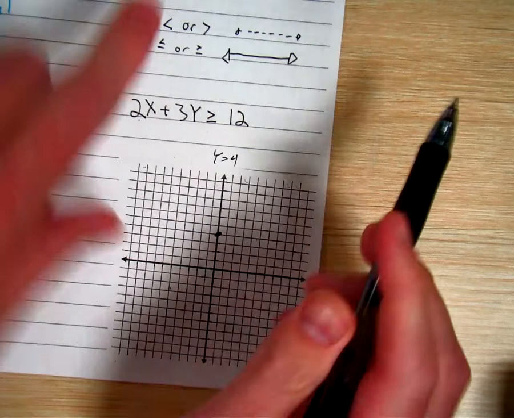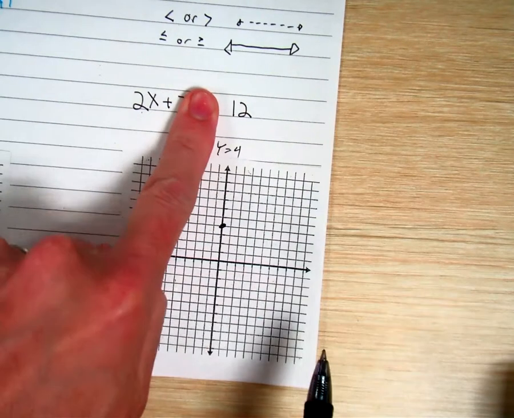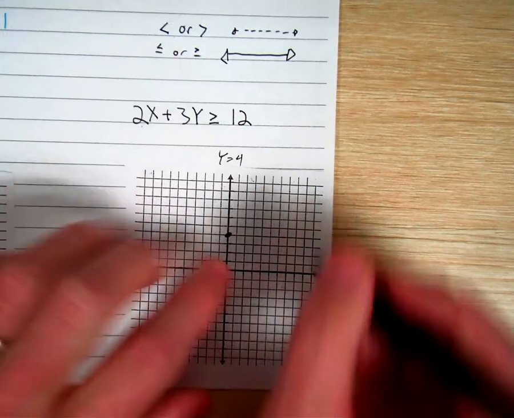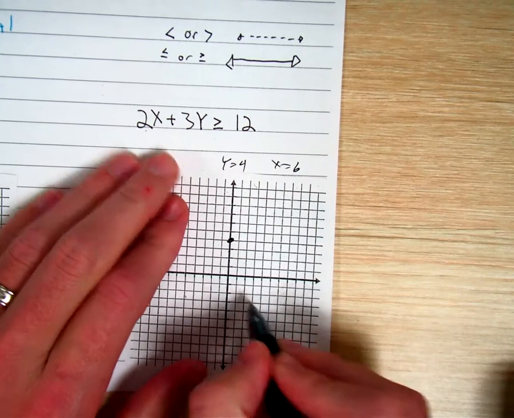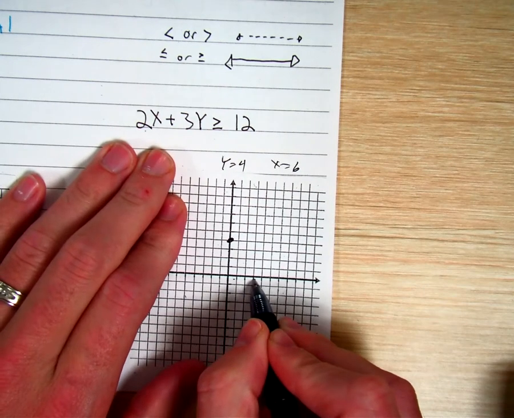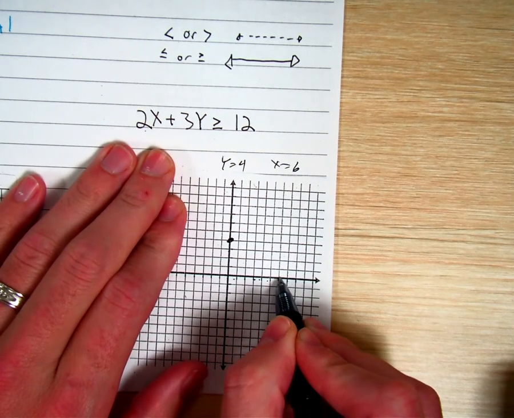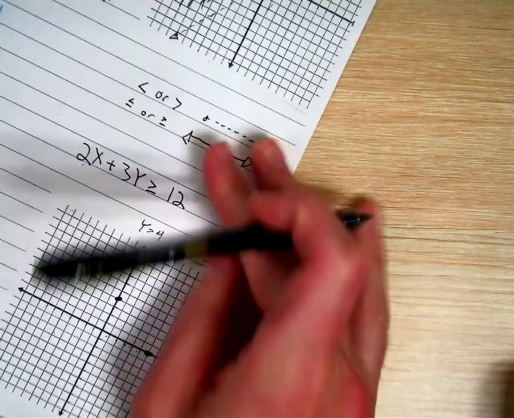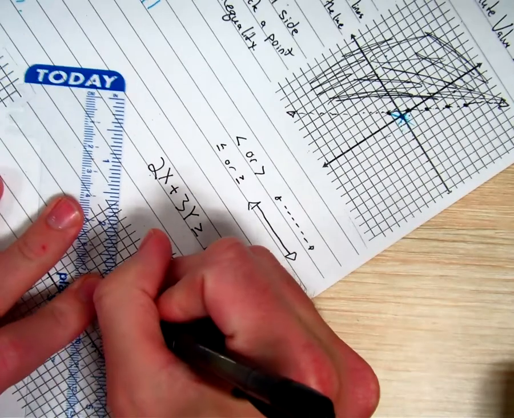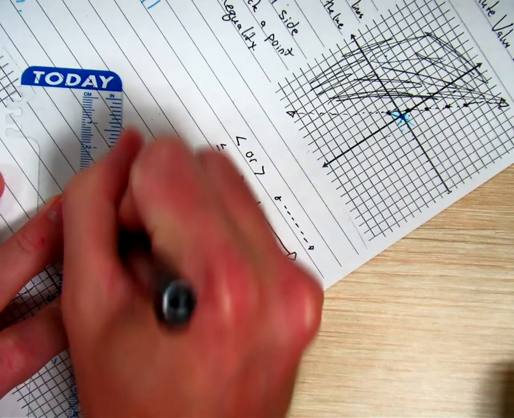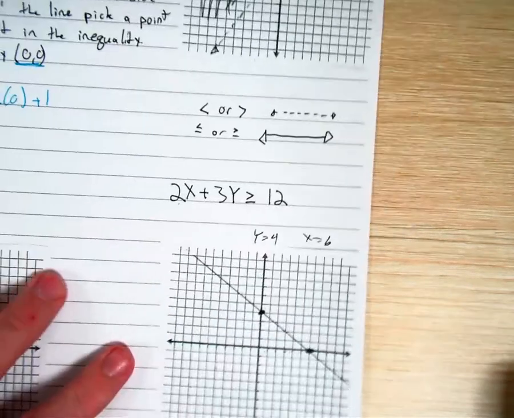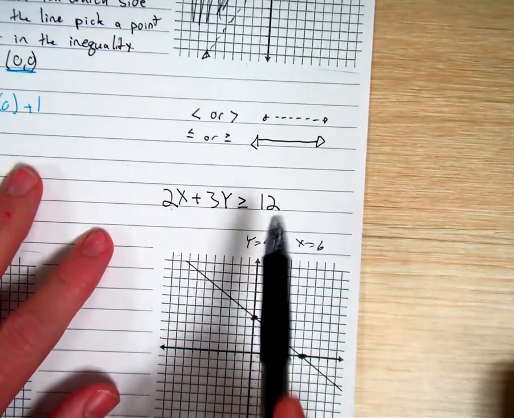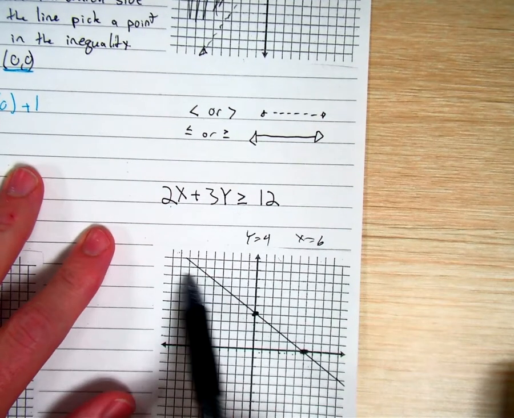2x, so we cover this up. 2x equals 12. x is going to be 6. So 6 on the x-axis. 1, 2, 3, 4, 5, 6. Solid dot, solid line. So here's my line, and that's what we did before with these. Now add the inequality part. Greater than or equal to. That's why it was a solid line.